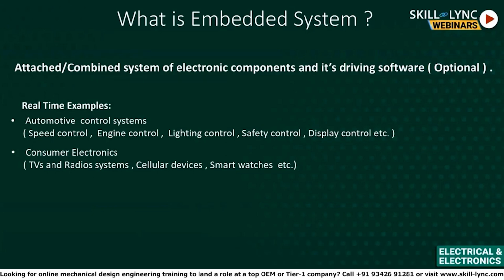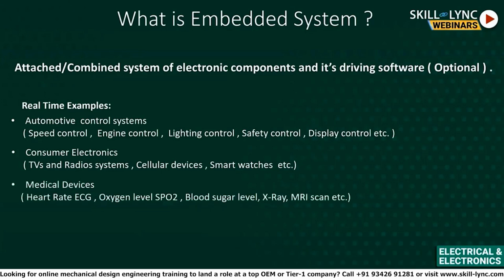So the next example field will be again medical devices. Here in medical devices, we'll start from the old devices like X-ray machines. Then we have MRI scans for the brain. Then we have CT scans. Then we have sonographies. Then the recent ones with heart rate monitoring, then oxygen level monitoring. Then we have blood sugar monitoring.